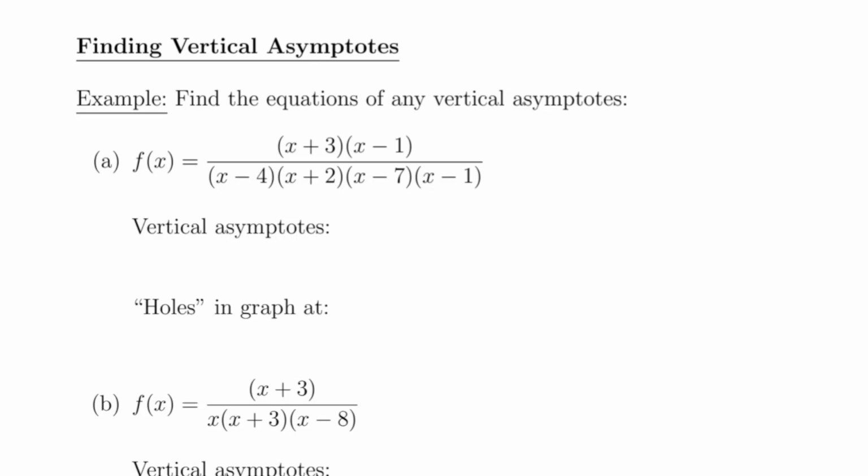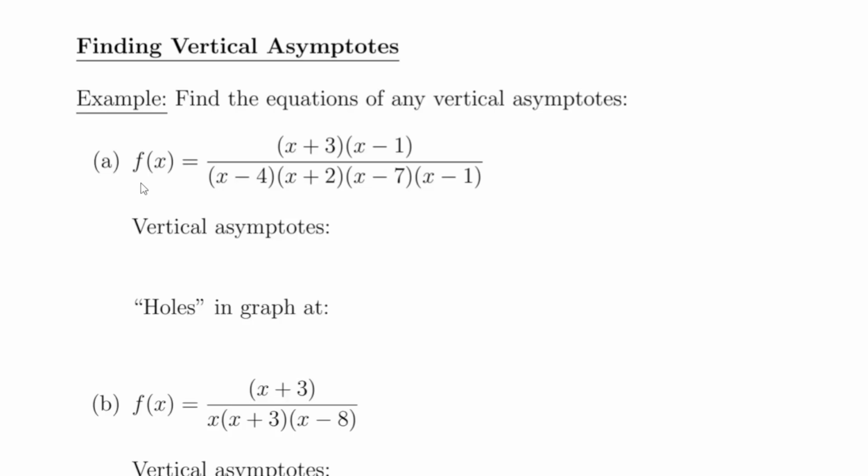How do you find the vertical asymptotes of a function? We're going to look at several examples in this video, and all the examples will be rational functions, so functions that are a polynomial divided by a polynomial. Let me just say, it's helpful if your function is written in factored form. If it's not in factored form, you're going to have to factor it.